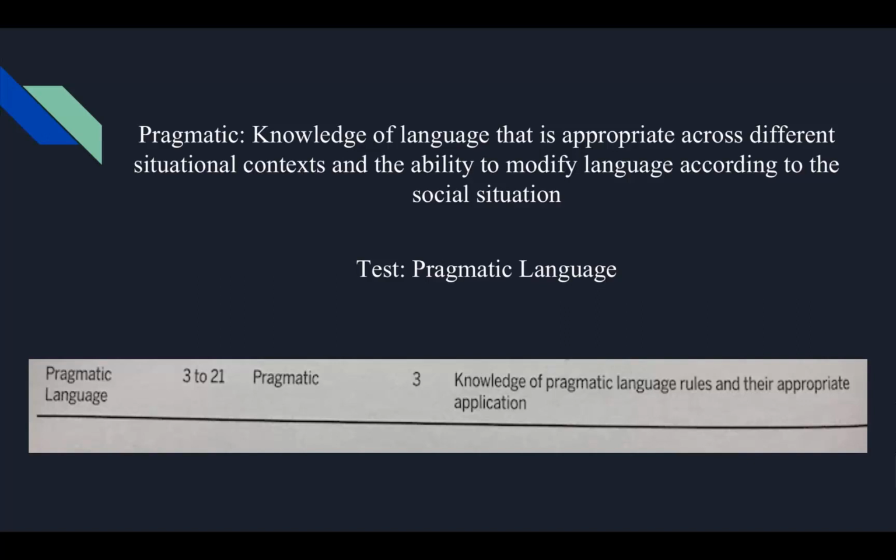The final category is pragmatics, which is knowledge of language that is appropriate across different situational contexts, and the ability to modify language according to the social situation. The one subtest is titled Pragmatic Language.